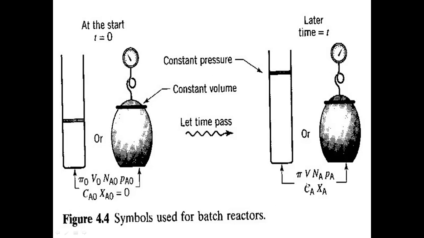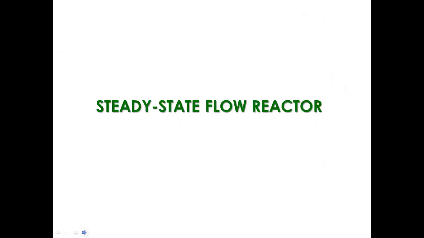So your CAO is zero. After some time t, then we change all our representations here with the subscript O. Now we took away the O, meaning it's not anymore time zero. It's not the original or the initial time. So we have everything here. That's the representation that you have in our general reference book.